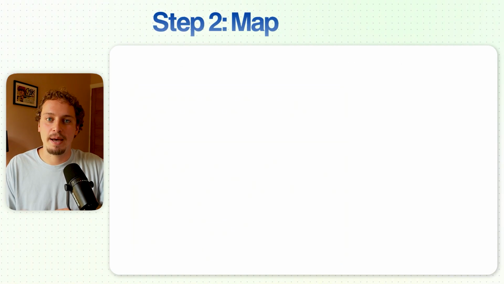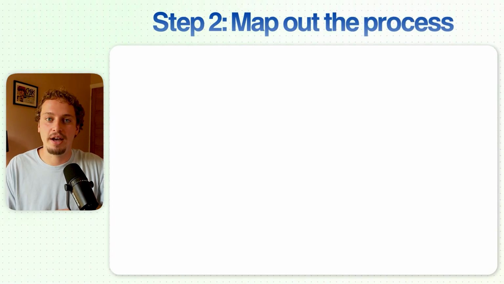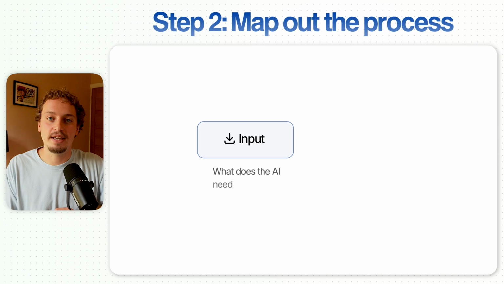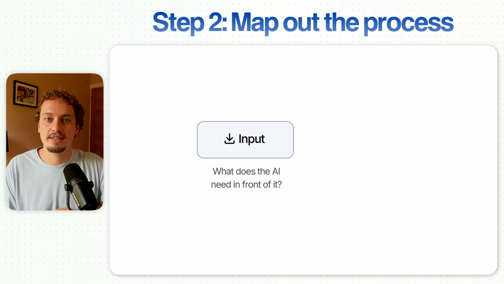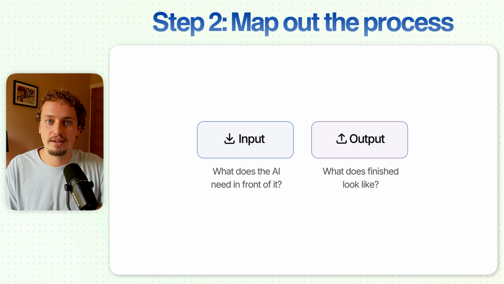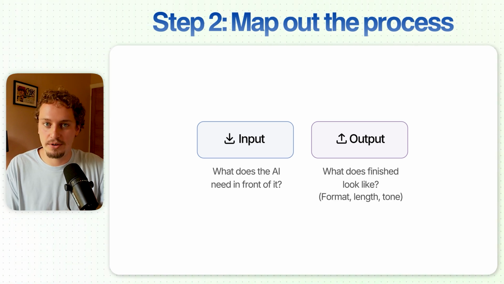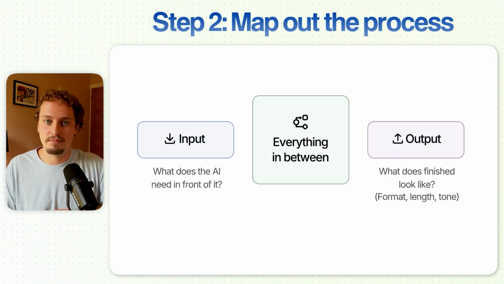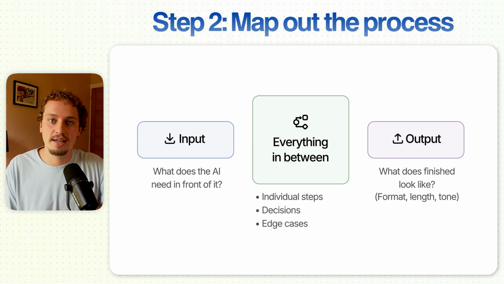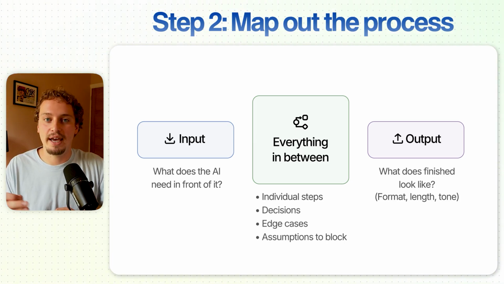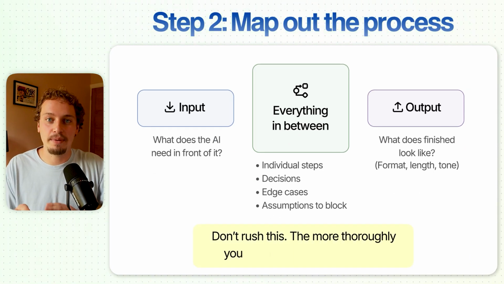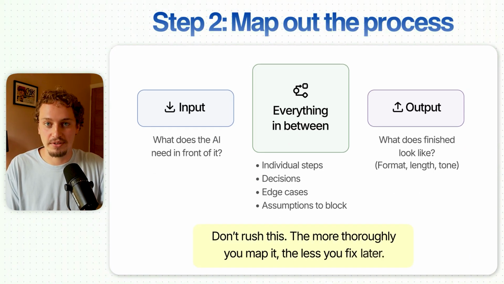Step 2 then is to map out the process before you write a single instruction. Start with the input. What does the AI need to have in front of it to do this task? Then the output. What does the finished thing look like? What format, what length, what tone? And then everything in between. That's the individual steps, the decisions, the edge cases, and the things that could go wrong if the AI made assumptions. Don't rush this. The more thoroughly you map it, the less you'll have to go back and fix later.